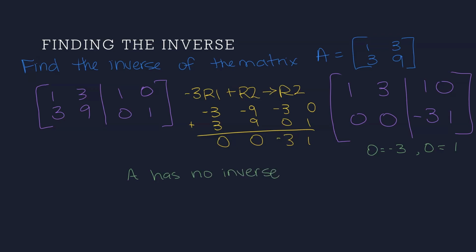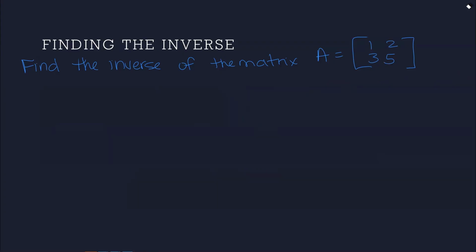So it's not going to be possible to get 0, 1 on the left side of this matrix, but there is no inverse. So let's do another. Since that one had no inverse, here's a new matrix. Let's see if we can find the inverse of this one.